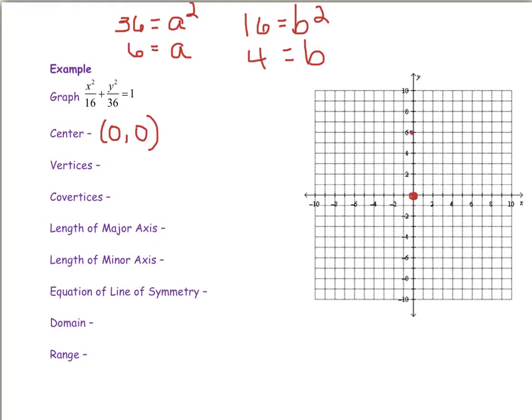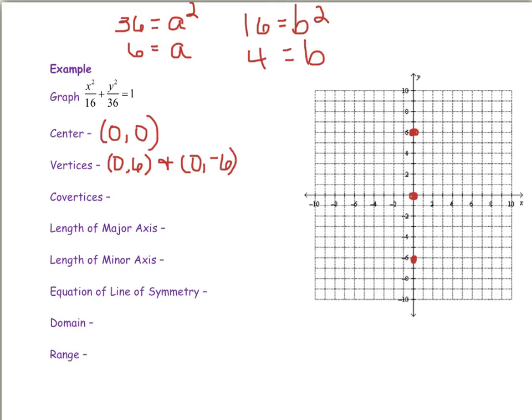6 units. And then from the center we can count down 6 units. So basically what we've just created from positive 6 down to negative 6, that's the length of our major axis. Now these 2 points are also our vertices. So let's write the ordered pairs for these 2 points. The first one is (0, 6), and the second one is (0, -6).